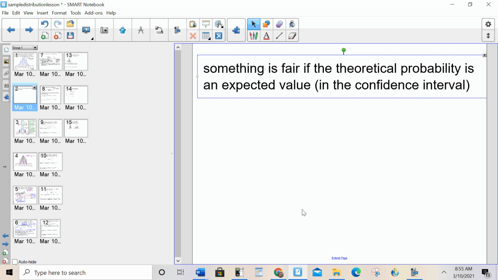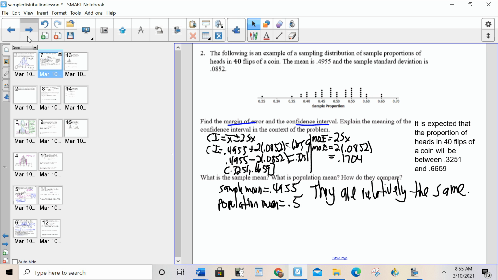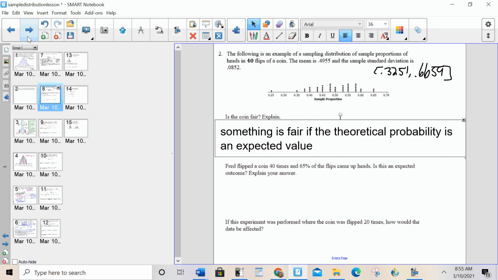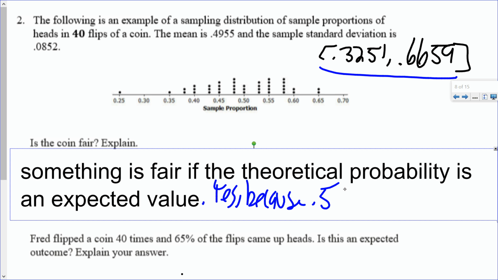So the theoretical probability of getting heads is 0.5. So is 0.5 inside the confidence interval? Is 0.5 between 0.3251 and 0.6659? Yes, because 0.5, which is the actual probability of getting a heads, is in the confidence interval.